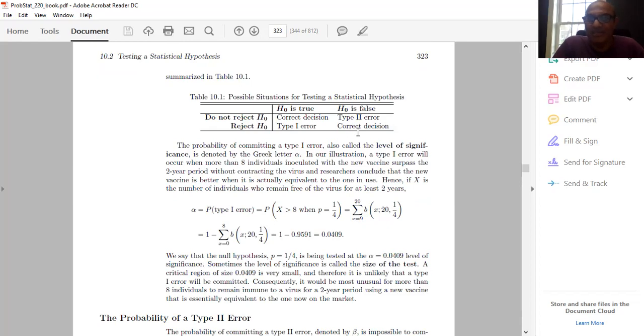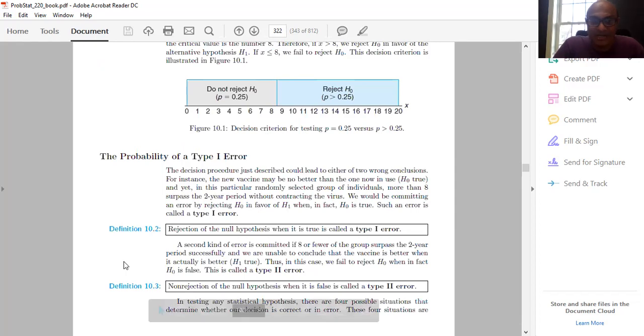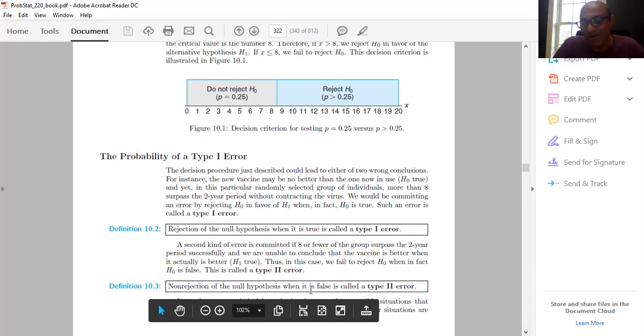Same over here, suppose H0 is actually false. Try to read it like this. H0 is actually false, and if you do not reject H0 even though it is false, you are not rejecting something that you need to reject. That is called a type 2 error. If you go back and read definition 10.3, non-rejection of the null hypothesis when it is false, that is a type 2 error.